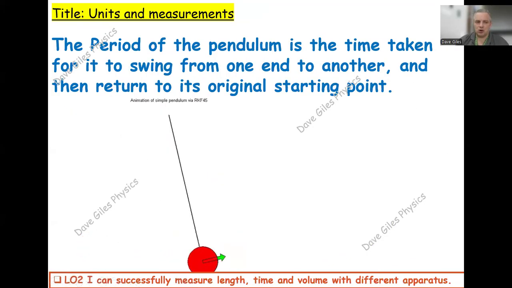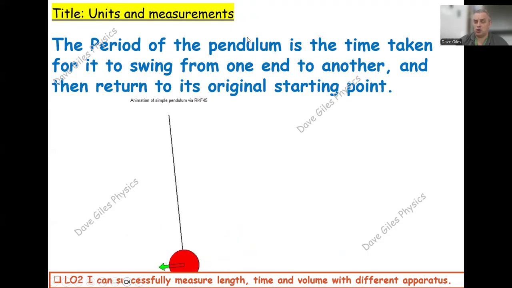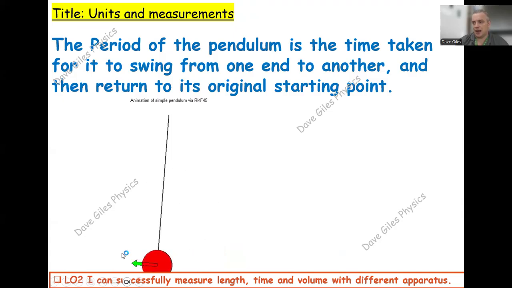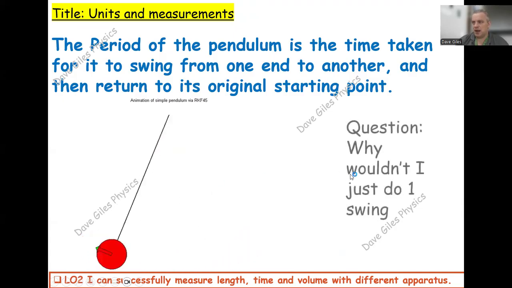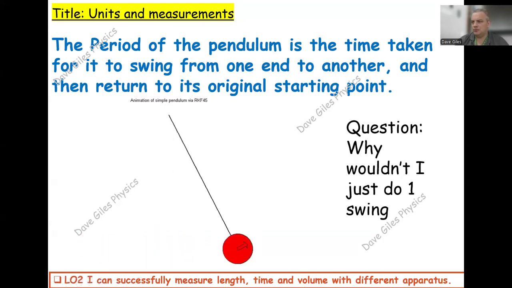And the last little bit to cover today is the period of the pendulum, which is the time taken for it to swing from one end to another, then return to its original point. So, for example, start now, start the stopwatch, finish it here. That is the time. So it's not from there to there. It's from here to here, then back to the beginning. However, you wouldn't normally just do one swing. Now, I'll give you a second to think about that, and I'll explain why in a moment.